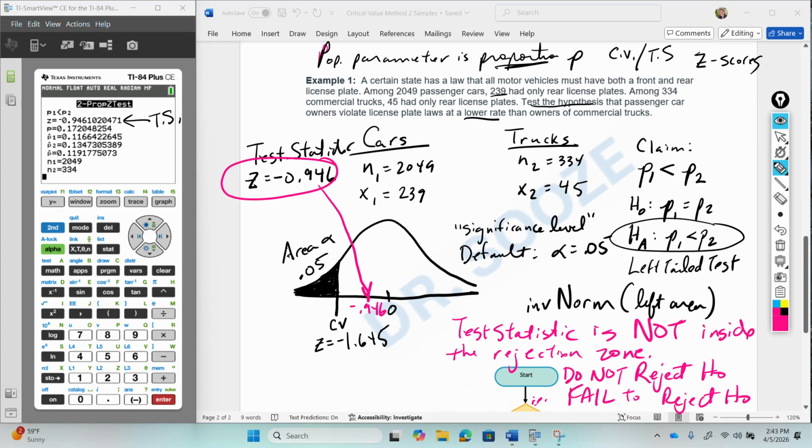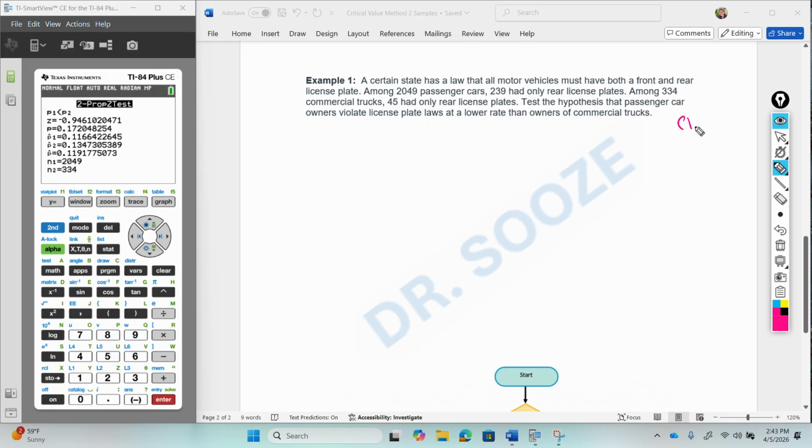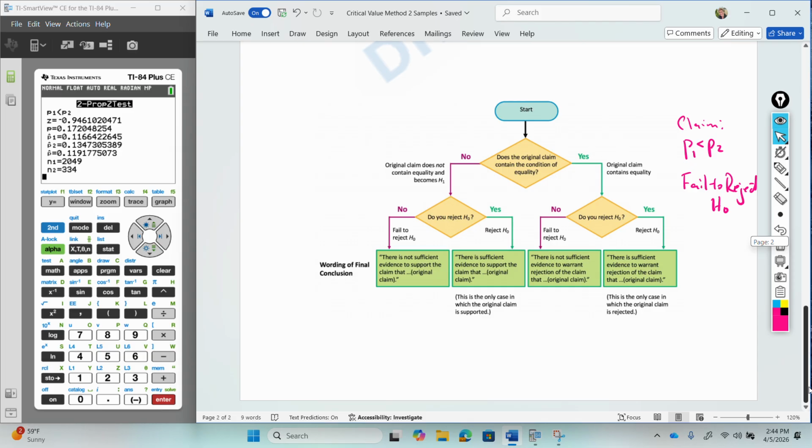Now I have to formulate a wording of the final conclusion. The only 2 things I need to know about the final conclusion is what the original claim was and whether I reject or fail to reject the null hypothesis. So I'm going to get rid of everything else now and just write that, because now I'm going to come down here and we'll get the wording of our final conclusion.